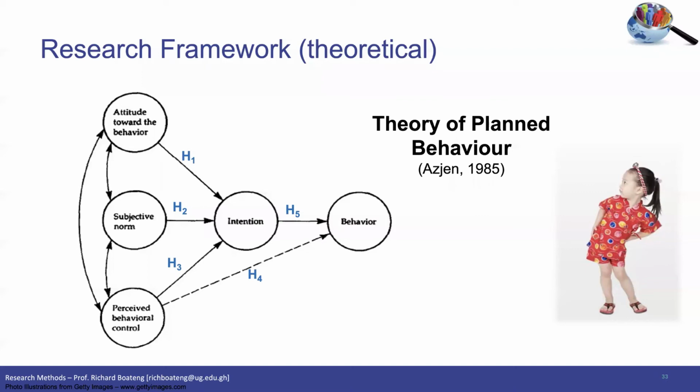Ajzen and Fishbein developed the theory of reasoned action in 1975. Then in 85, Ajzen said that there were some things which can control a person's behavior. So he added to these two, 1, 2, 3 is the theory of reasoned action. He added this one, Ajzen added this one. Okay. So these are classic theories.